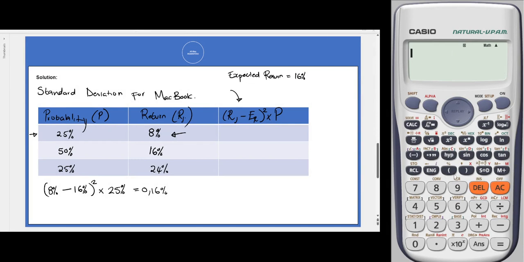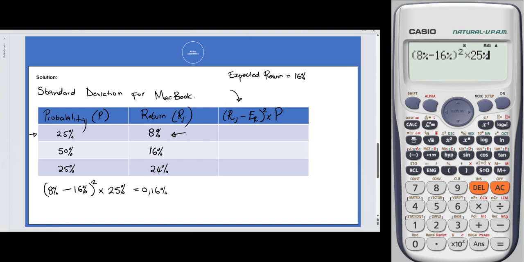Okay, so remember, the first thing you do, you open your bracket, and then you're going to have your return, which is 8%, and then minus the expected return, which is 16%, and then you close your bracket. That funny 2 is an exponent, the power of 2, and then finally you multiply with the probability, which is 25%. You can see it looks exactly like how we wrote it.